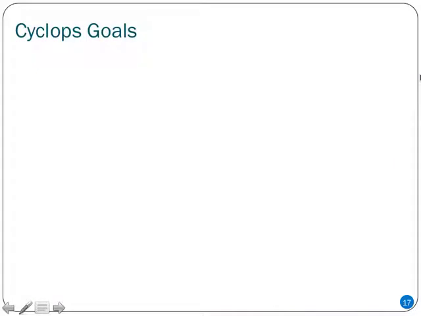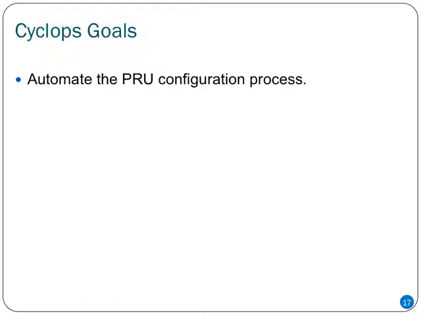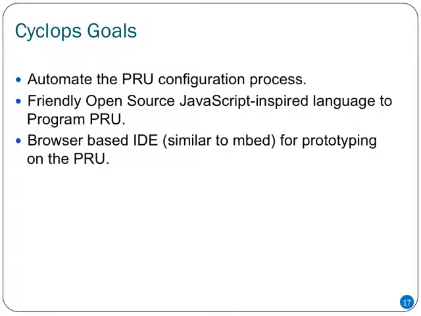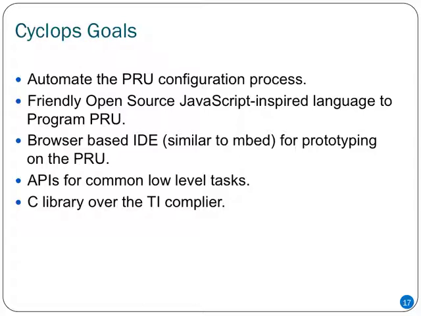Okay, let's continue. So you will deal with a framework called Cyclops in the assignment. The idea of Cyclops is to help you in automating the configuration. You don't need to do all the painful configuration stuff, and it provides an open source JavaScript inspired language to program the PRU. It also has a browser IDE for prototyping on the PRU instead of using low-level stuff. It provides some APIs to do some common low-level stuff.